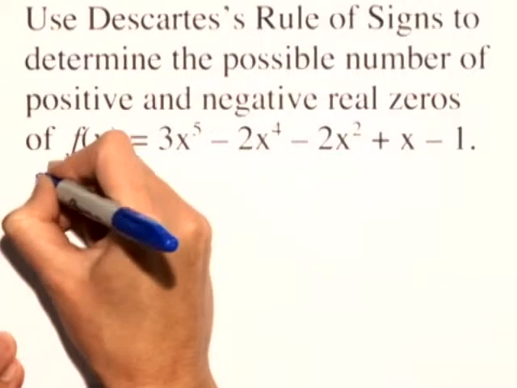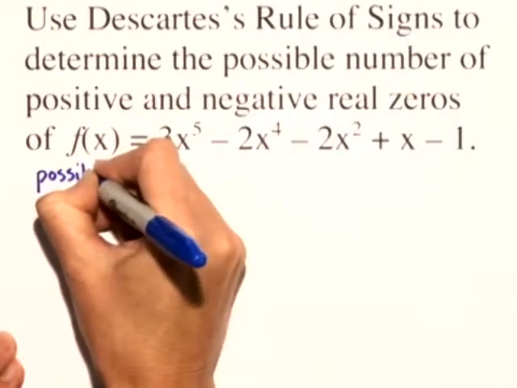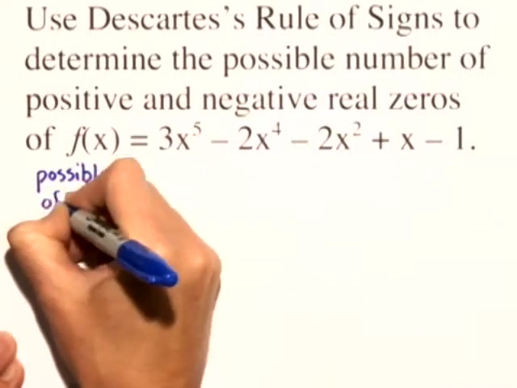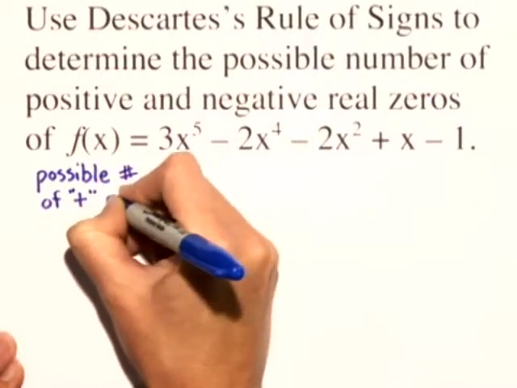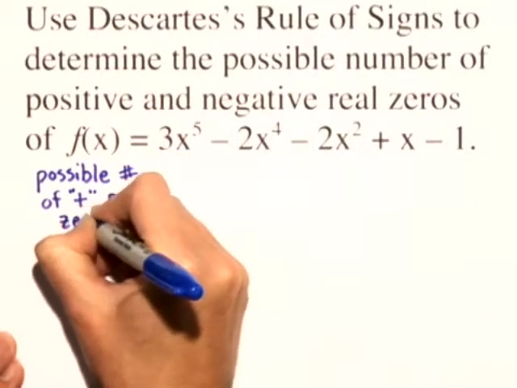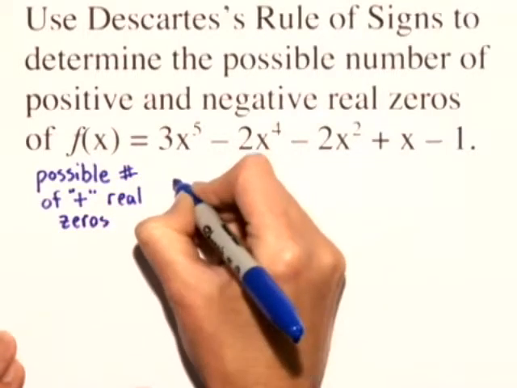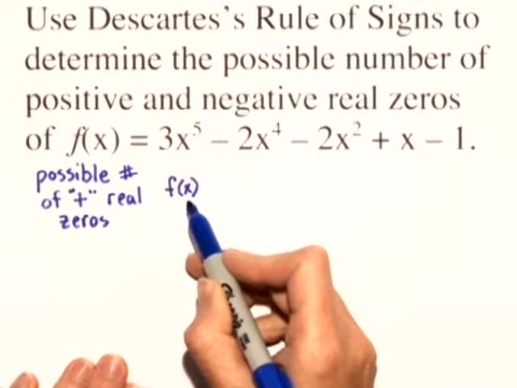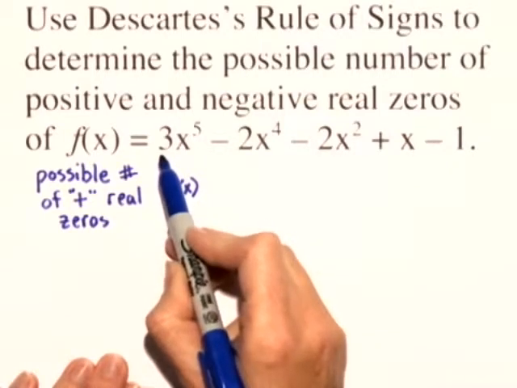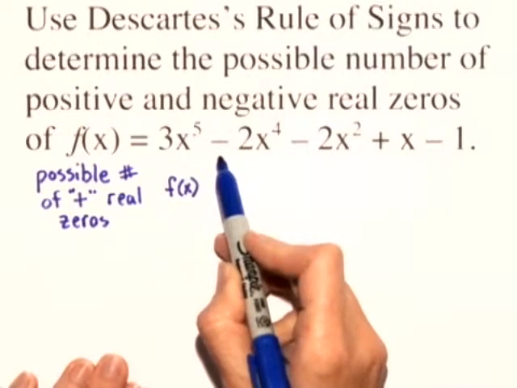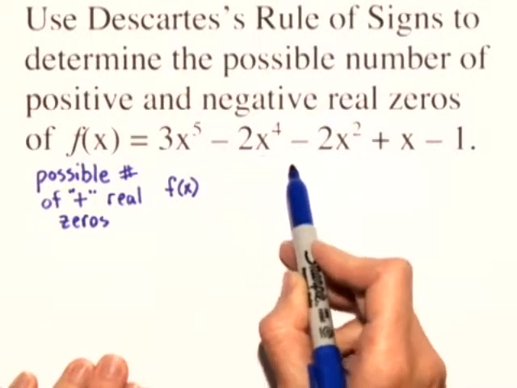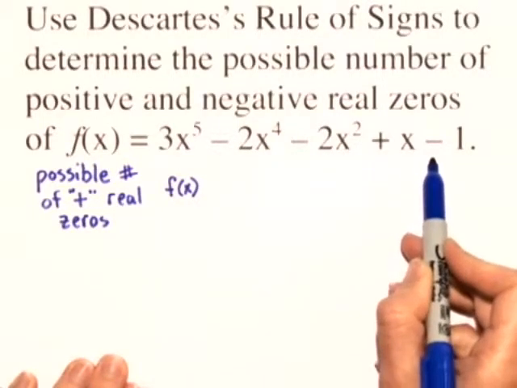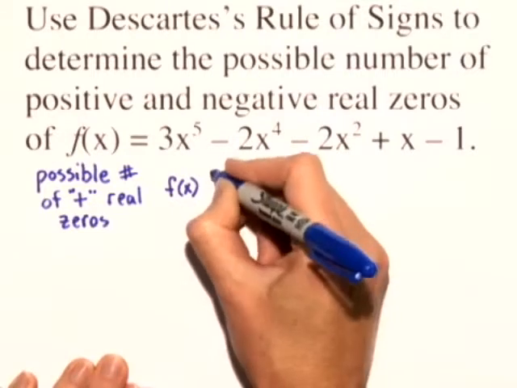So, for the possible number, I'll do a little bit of abbreviating here. The possible number of positive real zeros. We just look at our function f of x, and we really look at how many sign changes we have. So notice it starts off positive, and it changes to a negative at the second term. So that's one sign change. It's still negative, then it becomes positive, that's two sign changes, and then it becomes negative. So that's a total of 3 sign changes.